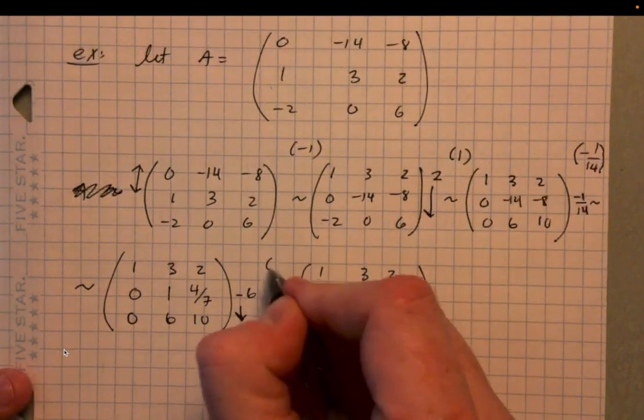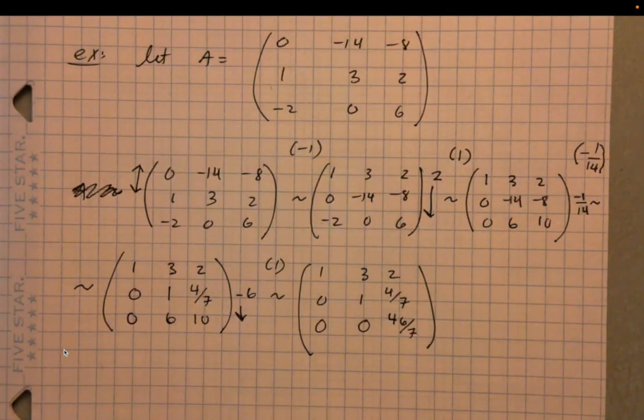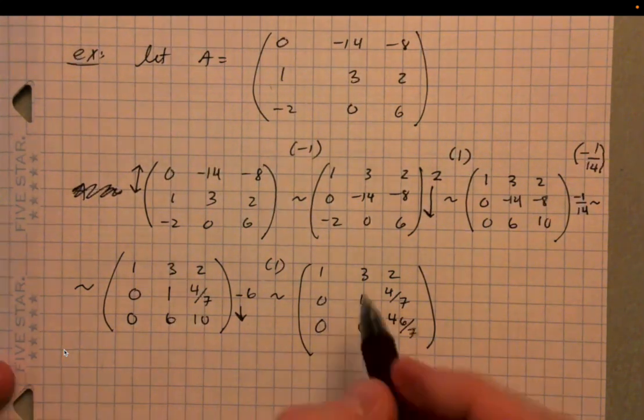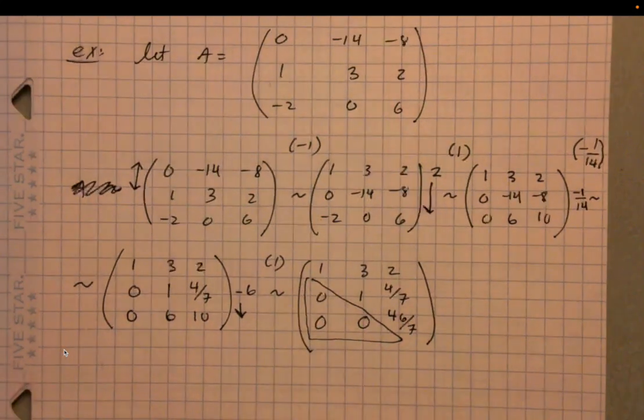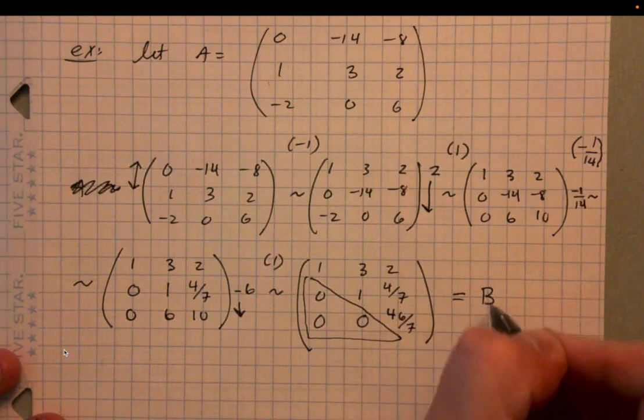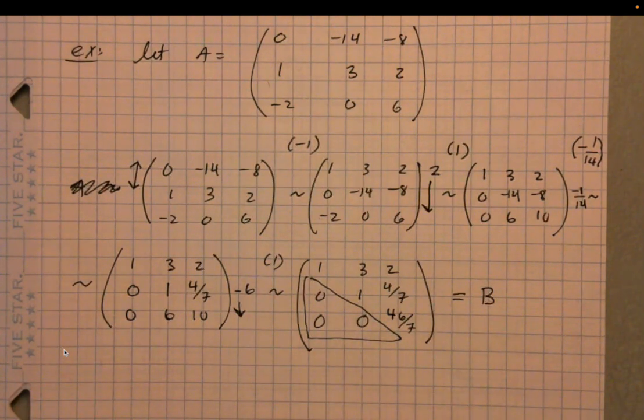And so here again, I get that one for free. Okay, and now I can say I'm done for our purposes, right? Because I've got this in upper triangular form. Okay, and so I'm going to call this matrix B.